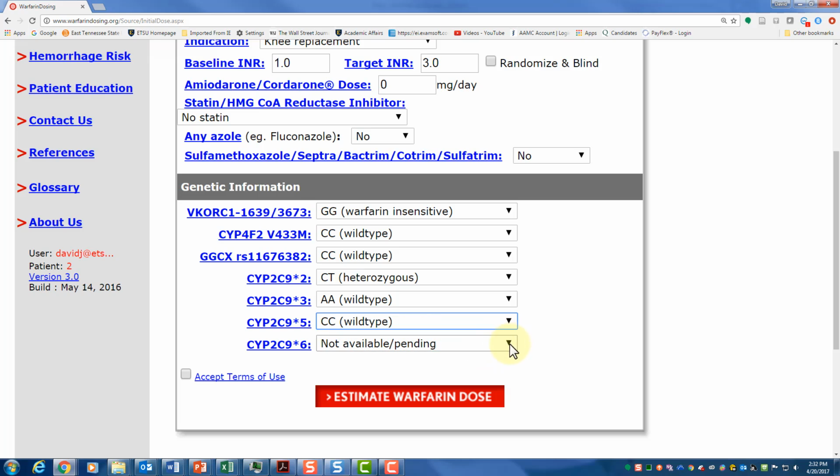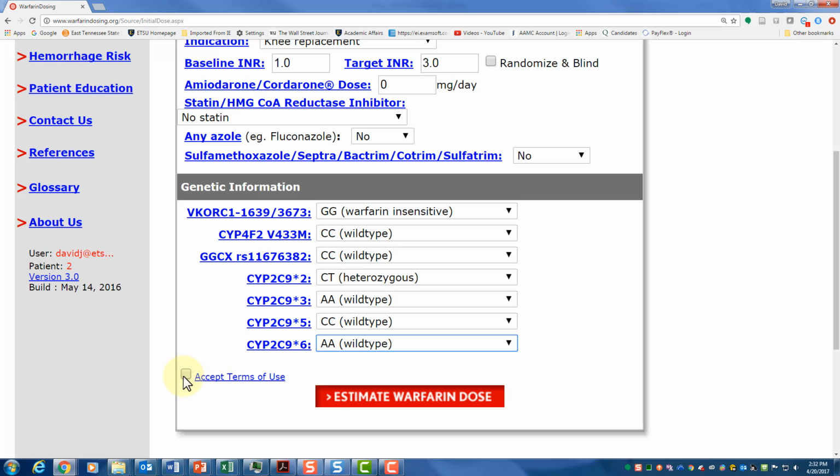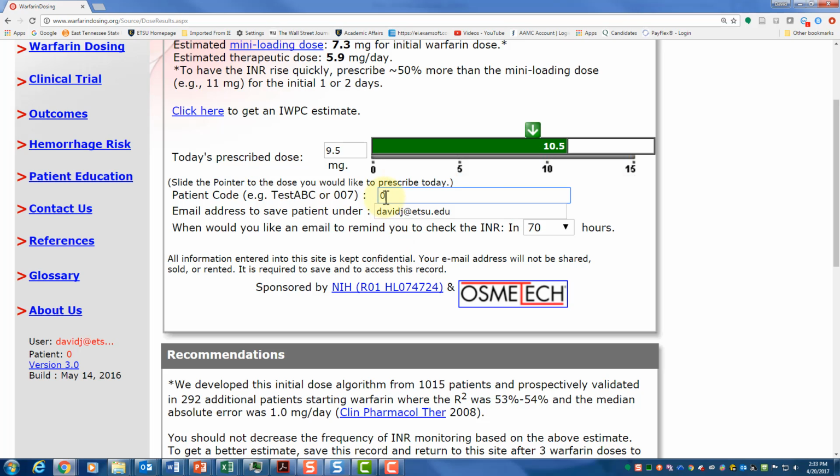And now, once we get all this selected, we can then go and accept. You have to accept the terms, or it'll give you a little error box. And now you can calculate it. So now we have a starting dose of 7.3. It's suggested that we will end up with a therapeutic dose of 5.9. It was giving a little higher dose, probably starting out around 10 if you want to, and you can adjust this up or down, and it gives you a number in here. And so then you can give your patient a number. We'll call this patient number 3.